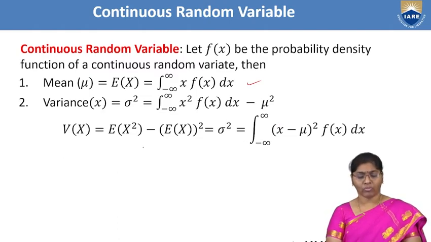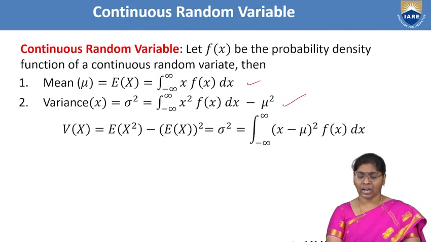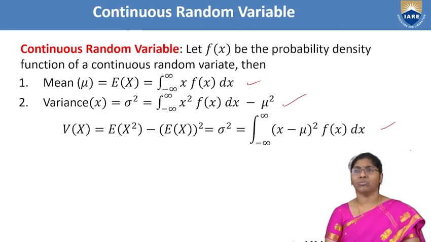Next, V of x is the same as the earlier formula: V of x equal to e of x square minus e of x whole square. That equals sigma square equal to integral from minus infinity to infinity of x minus mu whole square f of x dx. We can write it like this or this. That is your choice.